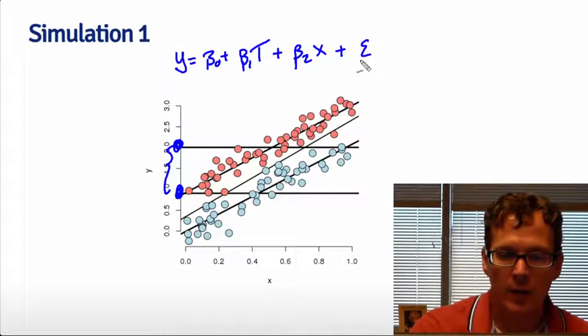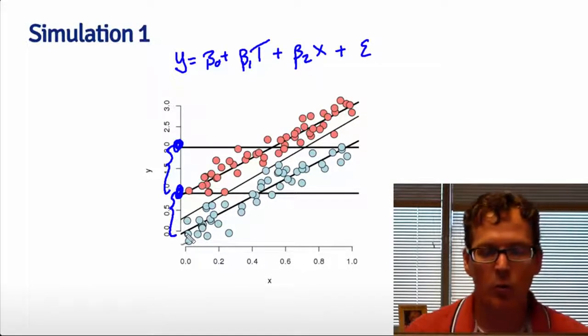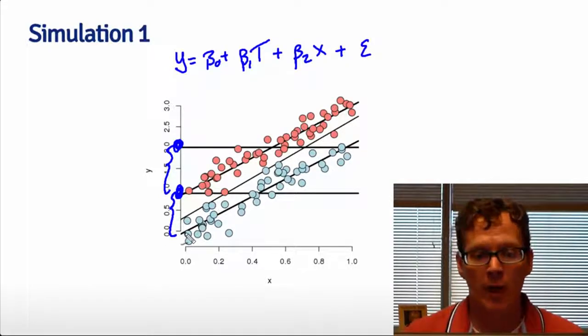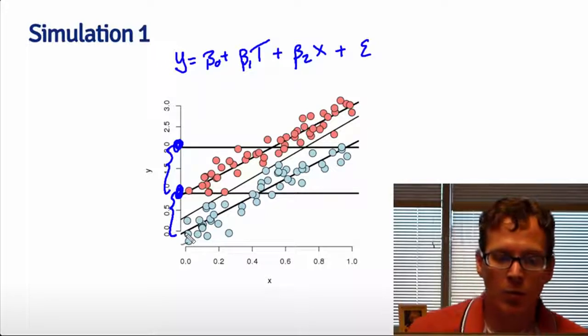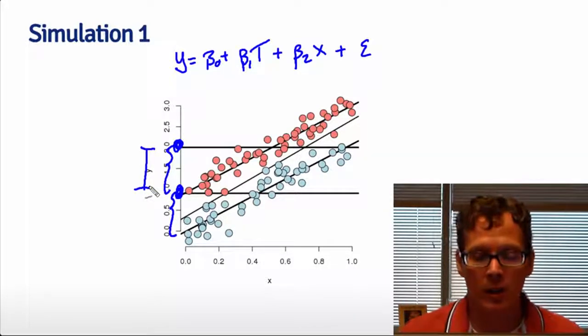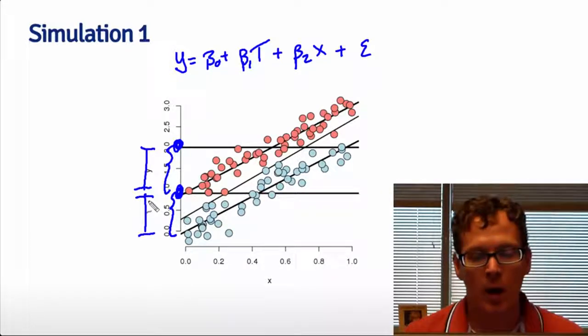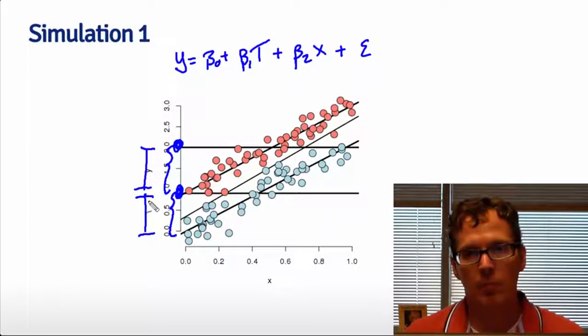If we were to do that, then beta 1 here, the change in the intercept between the two groups, would be right there. It would be that distance. And if you notice in this case, the marginal effect, the effect that we have if we disregard X, and the effect that we have if we incorporate X in a linear model and look at the change in the intercepts, are about the same.